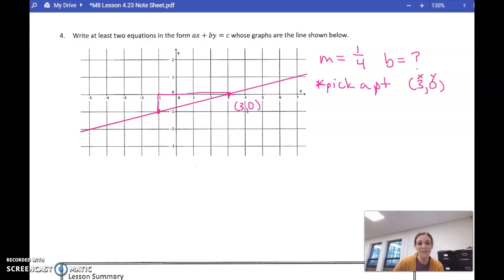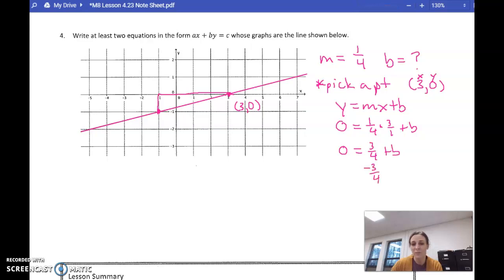So now we plug this into slope intercept form. Actually, no, I don't need to come over there. I can do that right here. So we're going to plug this all in here. y equals mx plus b. So my y I'm putting in is 0, equals my m, which is 1/4, times my x, which is 3. So I'll write it as 3/1 plus b. So this becomes 0 equals 3/4, multiply straight across, plus b.